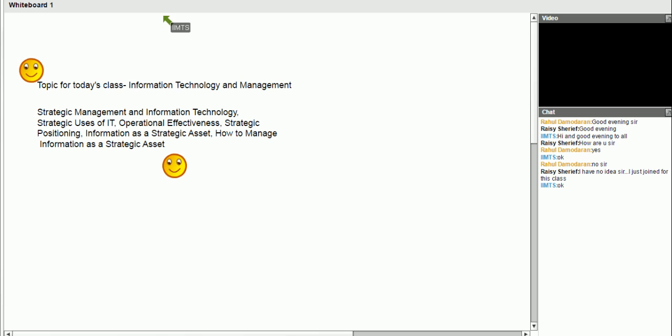So our today's class is on information technology and management. Topics which we are covering in today's class, as you see on the whiteboard: strategic management and information technology, strategic use of IT, operational effectiveness, strategic positioning, information as a strategic asset, and how to manage information as a strategic asset. This is our today's class.